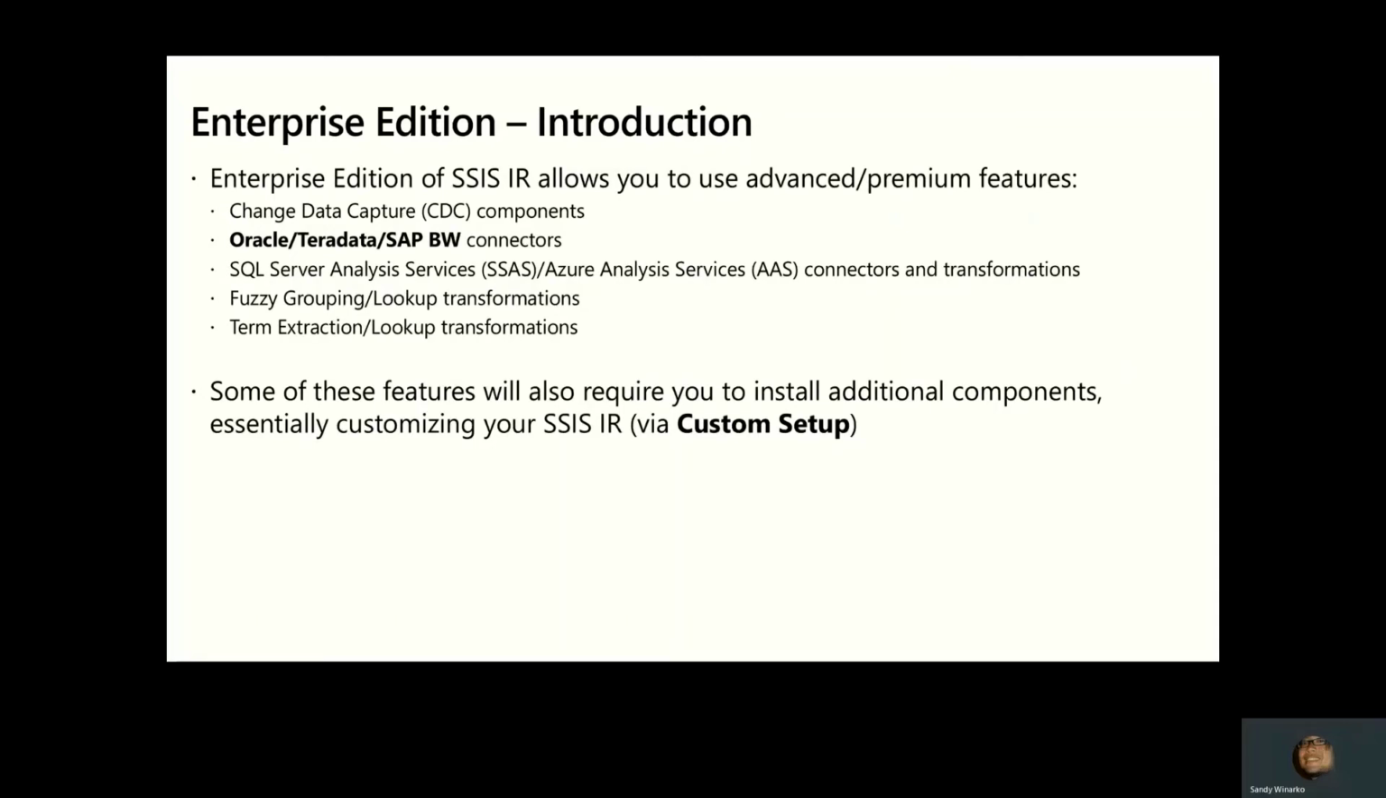SSIS IR Enterprise Edition allows you to use advanced or premium features such as Change Data Capture or CDC components, Oracle, Teradata, and SAP BW connectors, SQL Server Analysis Services or SSAS, and Azure Analysis Services or AAS connectors and transformation, fuzzy grouping and lookup transformation, term extraction and lookup transformation. Some of these enterprise features, such as Oracle, Teradata, and SAP BW connectors, will also require you to install additional components, essentially customizing your SSIS IR via its custom setup interface.